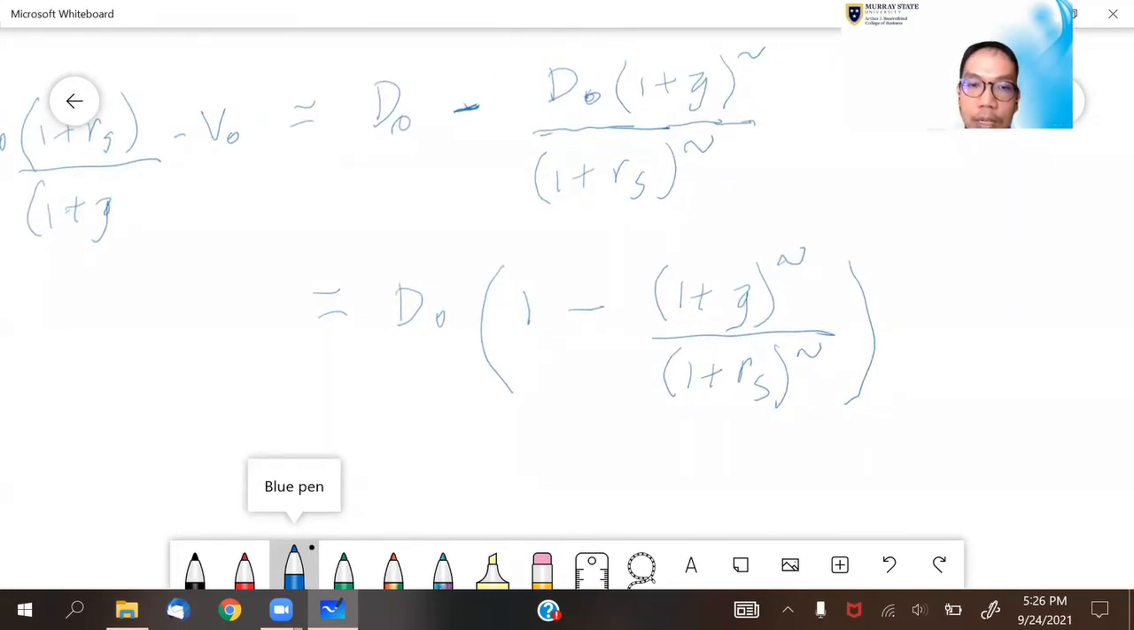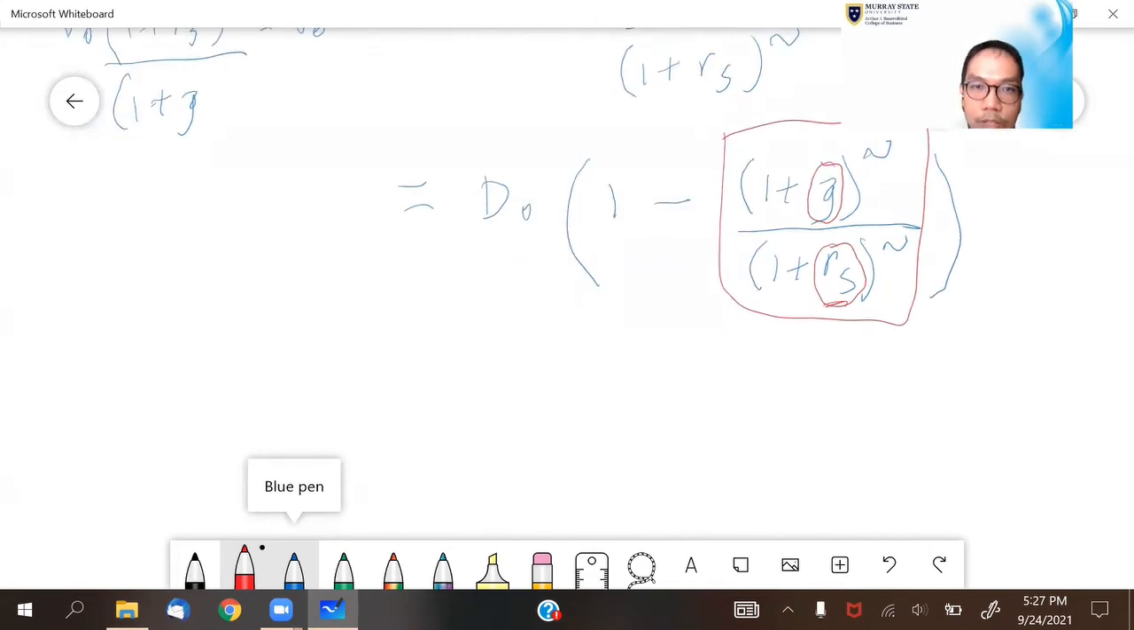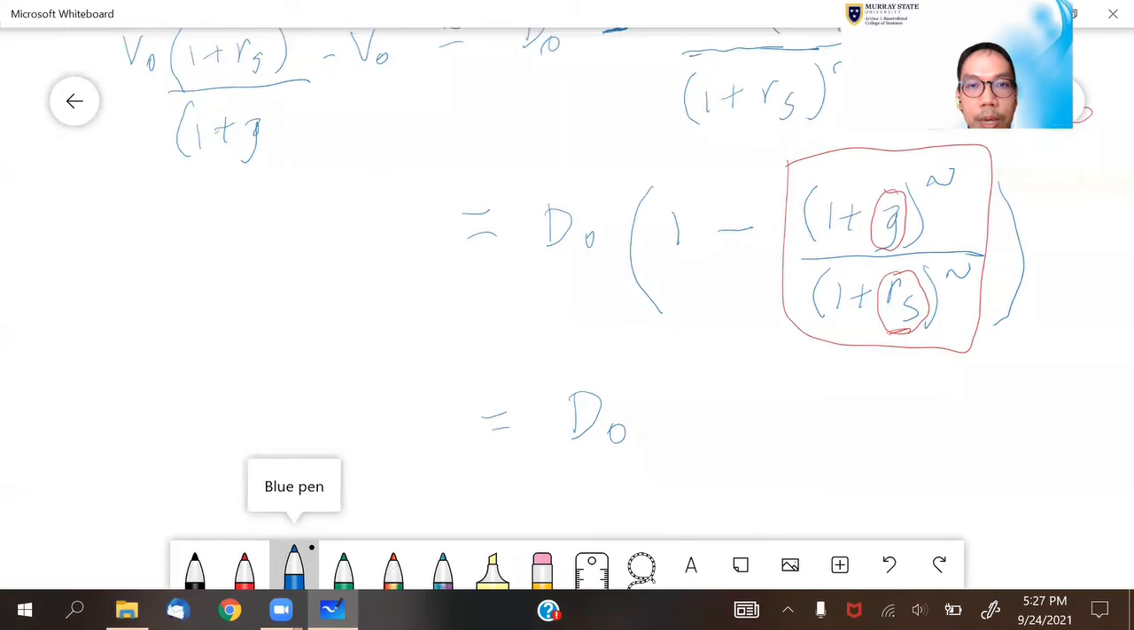And the same thing here, assuming that RS is larger than the growth rate, right? This is, I think, the common thing in the United States. The required return by stockholders is usually higher than the constant growth forever. So you can imagine that if you divide a certain number by another number to the power of infinity, this will approach 0. So 1 minus 0 is 1, okay? So obviously, this will remain what? D0, a dividend that has been paid.